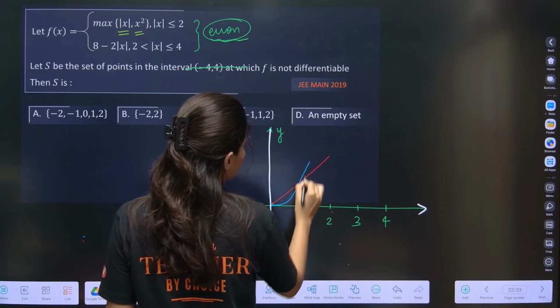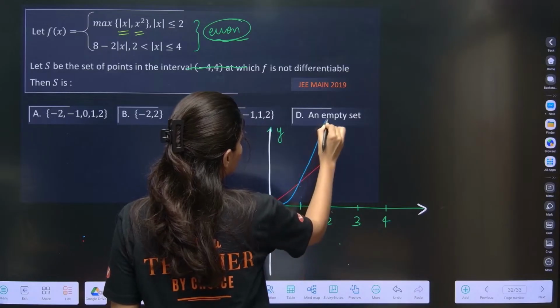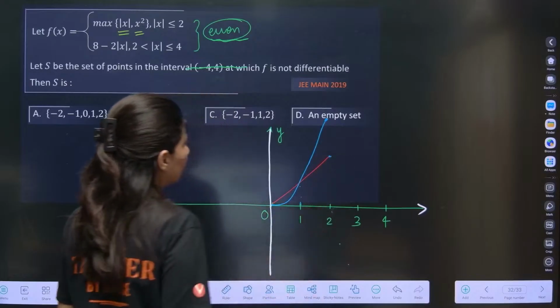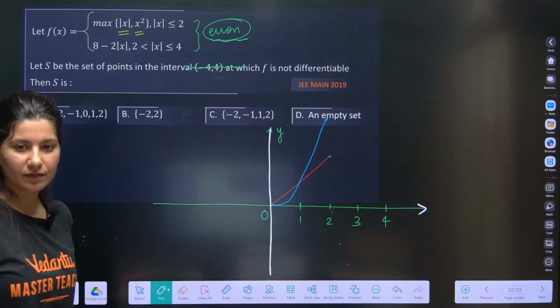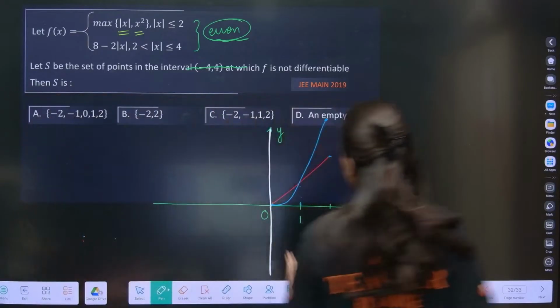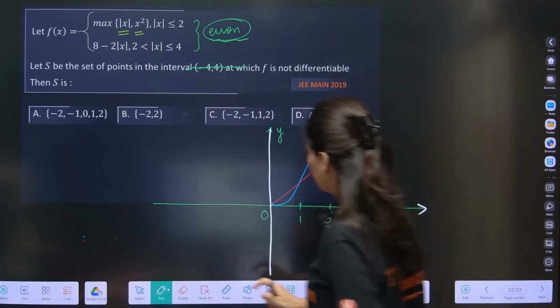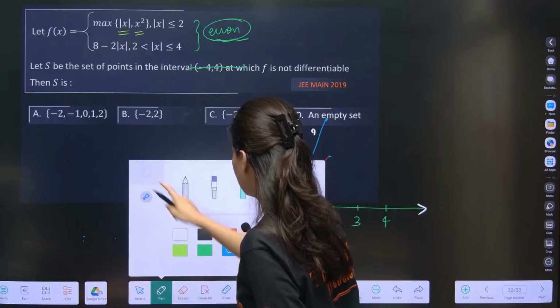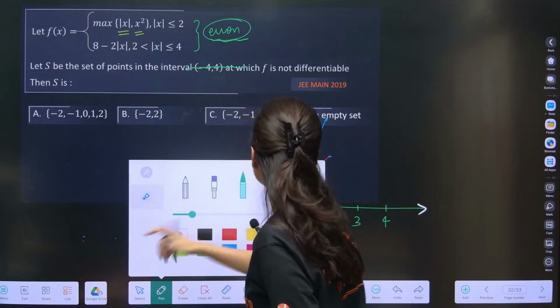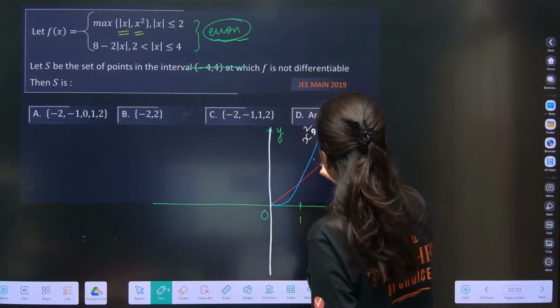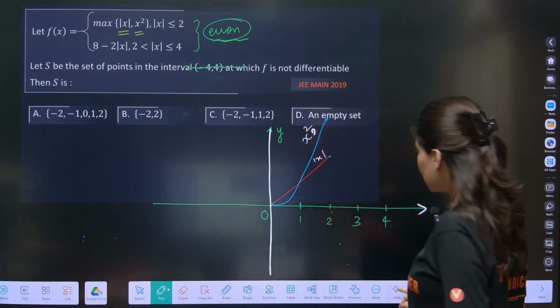One pay will get the same value, no? This is how your graph will look like. Yes or no? Now, so this is your x square. This is your x square. And this is your mod x, or y is equals to x for that matter.